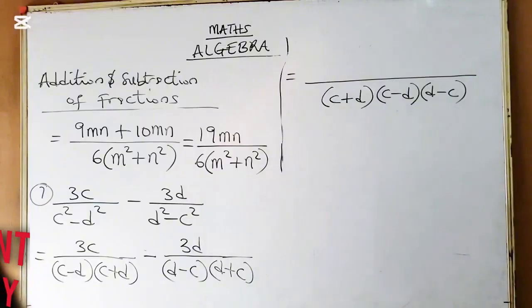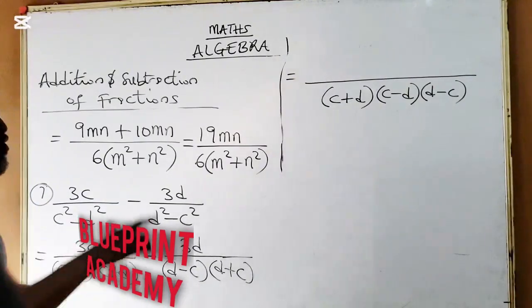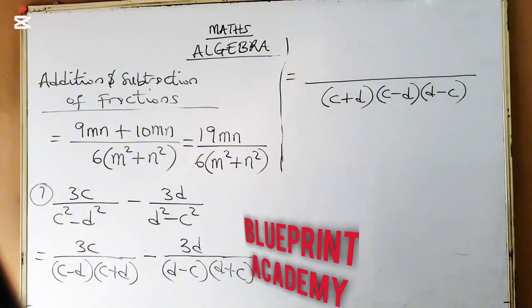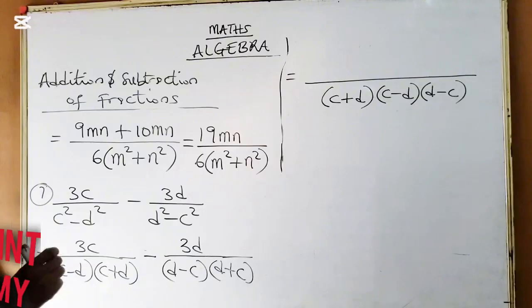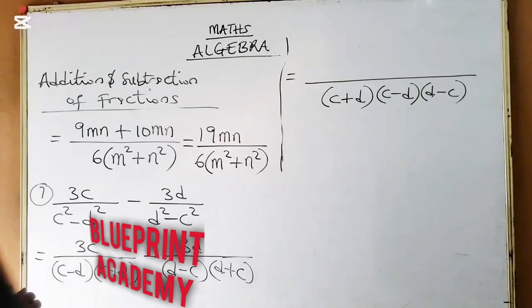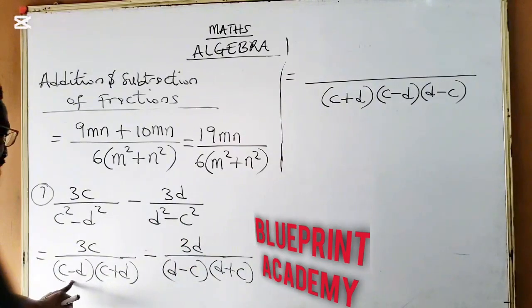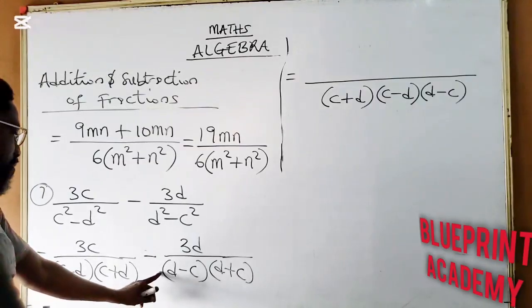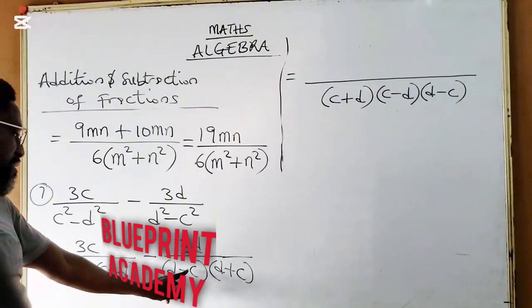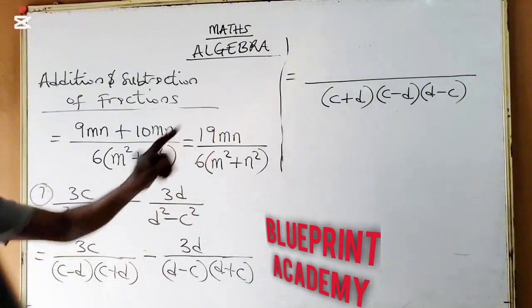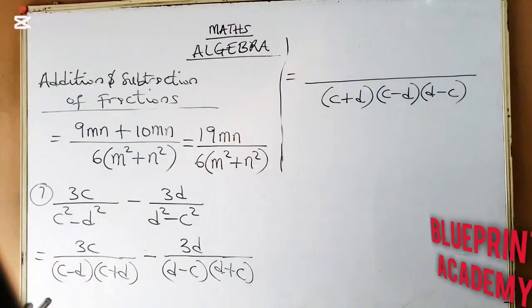Now mind you, we don't want to use everything there as the LCM. We can actually write just 1, because this c minus d, if I bring out minus 1 from the bracket here, I will now have minus 1 into c minus d. So I now put minus 1 there. But let's leave it like this.